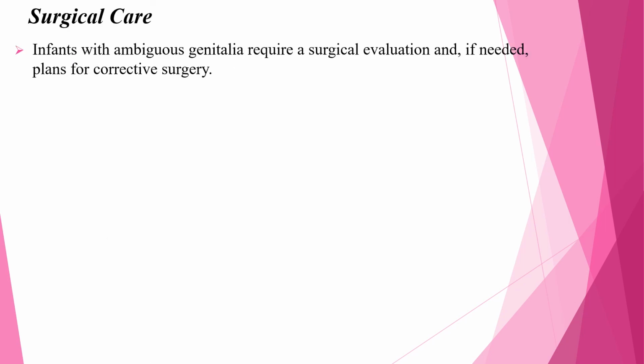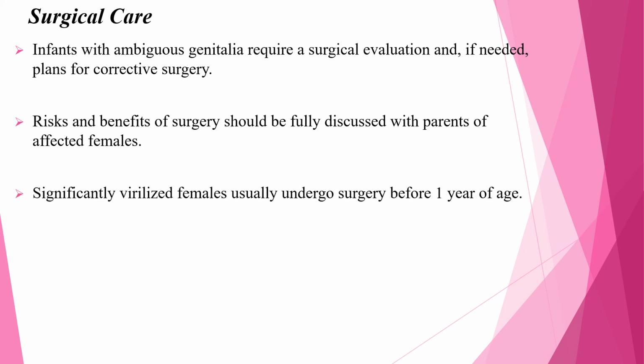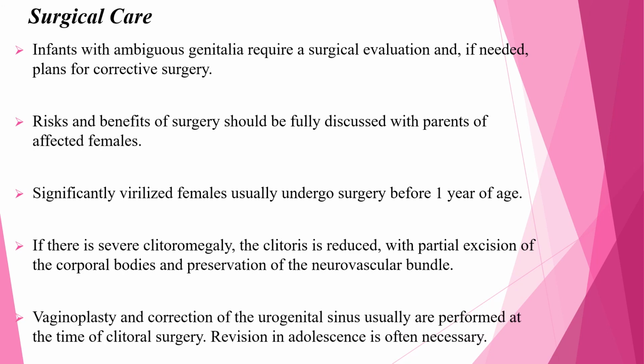Regarding surgical care, infants with ambiguous genitalia require surgical evaluation and, if needed, plans for corrective surgery. Risks and benefits of surgery should be fully discussed with parents of affected females. Significantly virilized females usually undergo surgery before 1 year of age. If there is clitoromegaly, the clitoris is reduced with partial excision of the corporal bodies and preservation of the neurovascular bundle. Vaginoplasty and correction of urogenital sinus usually are performed at the time of clitoral surgery, and revision in adolescence is often necessary.